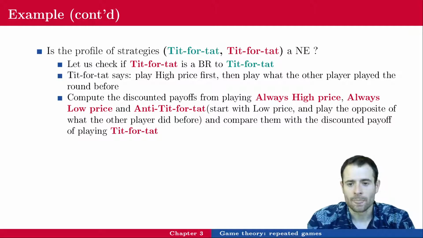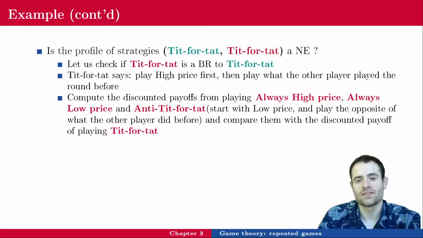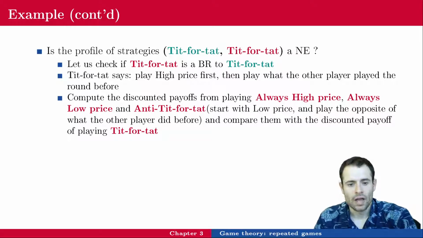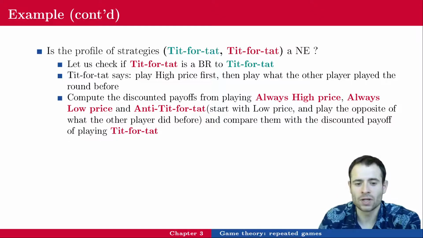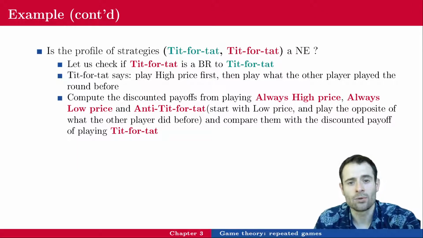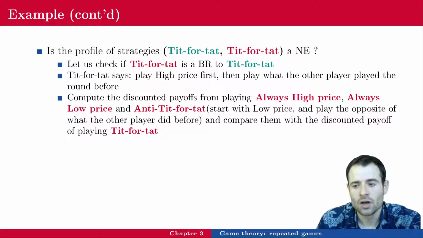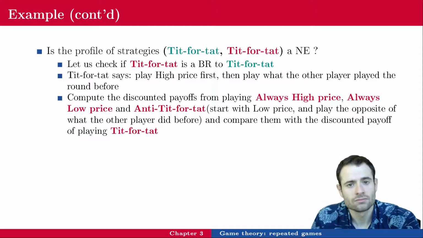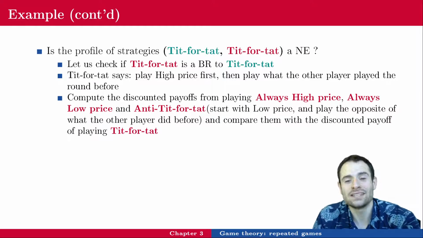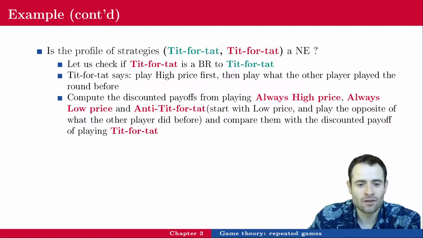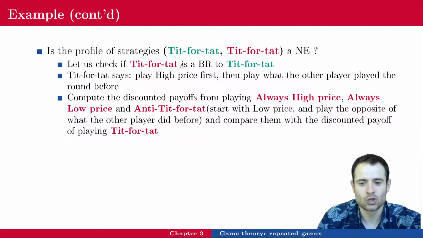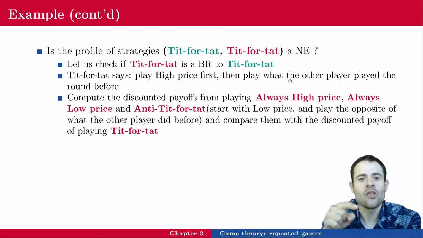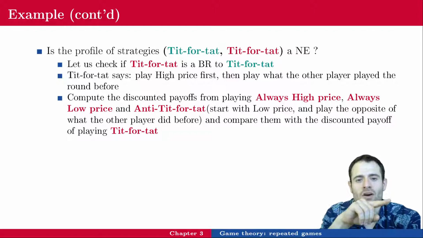Now let's compare tit for tat with alternative strategies. We're going to compare with 3 other strategies. One of them is called always high price. We already know it. The other one is always low price. We already know it. And then there is another one. It's called anti-tit for tat. So it is exactly the opposite of tit for tat. Instead of starting with high price, you start with low price. And instead of playing what the other player did, you play the opposite of what the other player did.